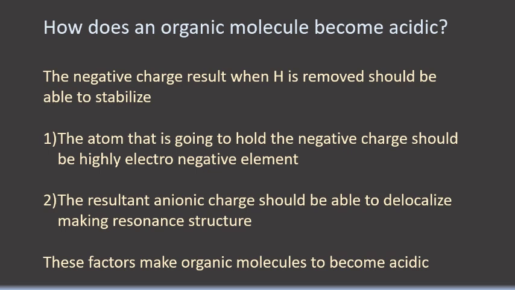We saw in many examples, the negative charge is going on to the oxygen, so it is stable. Second one, when a negative charge results on a given atom, it should be stabilized by resonance structures. These two factors help an organic molecule to become acidic.